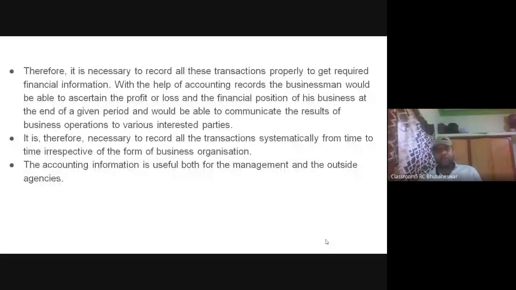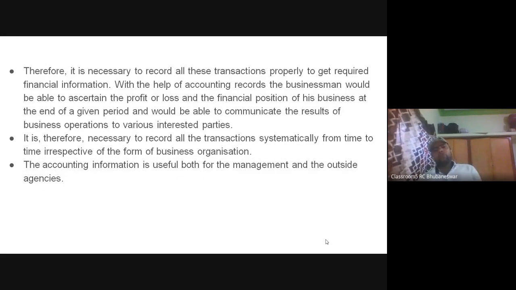So it is therefore necessary to record all the transactions systematically from time to time, irrespective of the form of business organization. That means, be it a small one or a large one, it has to have accounting to record everything and have correct information relating to its business transactions. So accounting information is useful for both the management and outside agencies. Afterwards, we will also be discussing the same.